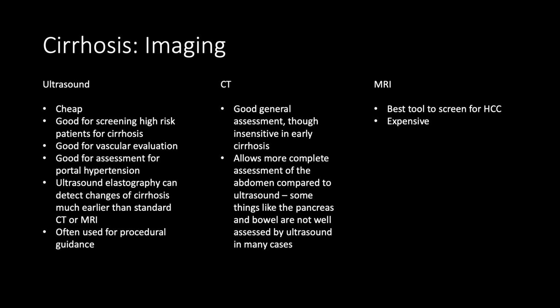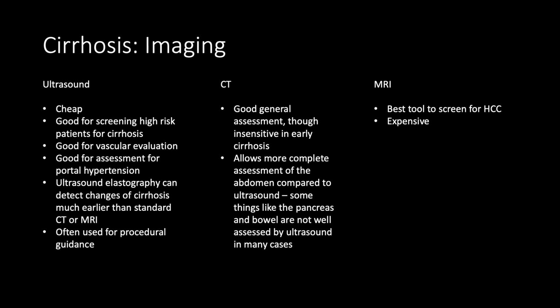Although the HPI, physical exam, and lab findings may support a diagnosis of cirrhosis, imaging and/or biopsy are required to make an official diagnosis. Ultrasound, CT, and MRI can all be used to support and/or diagnose cirrhosis, and each modality has its pros and cons. Ultrasound is a cheap imaging tool that can screen high-risk patients for cirrhosis. It provides good vascular evaluation of the liver as well as a good assessment for portal hypertension. Elastography, like FibroScan, can also assess stiffness and fat of the liver, which can be used to detect changes of cirrhosis with time much earlier than CT and MRI.